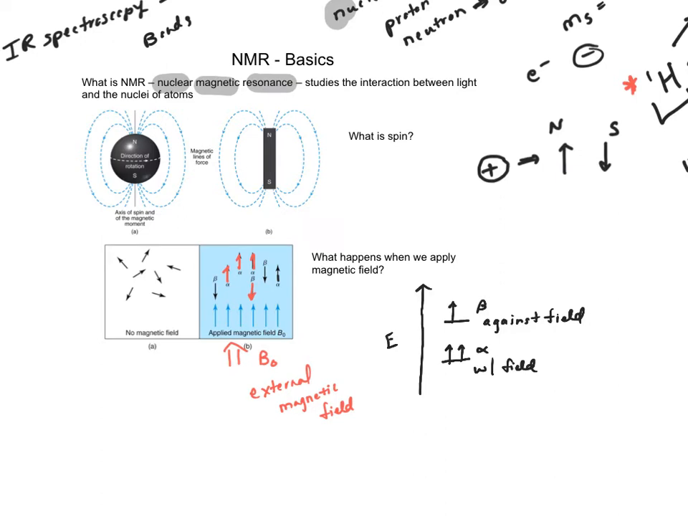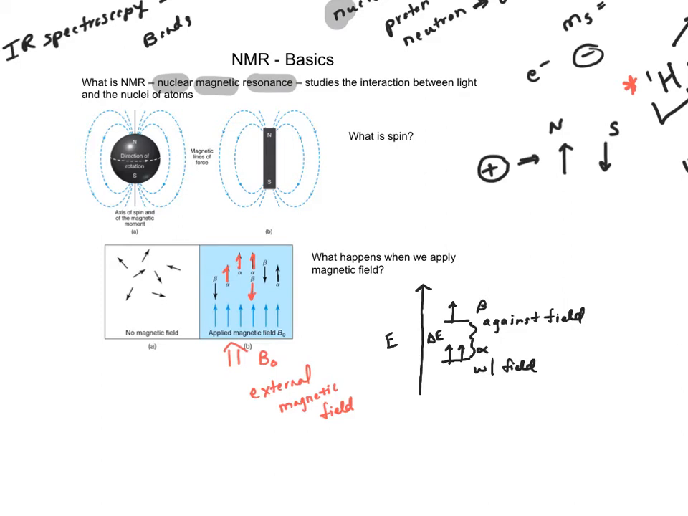So now let's imagine that we shine in light that has an energy equal to this difference in energy between these two spin states. If we do that, we have a light source out here. We've got our difference in energy between our two spin states, and we shine in light that has equal energy. What's going to happen? So light has equal energy to this difference in energy between the two spin states.